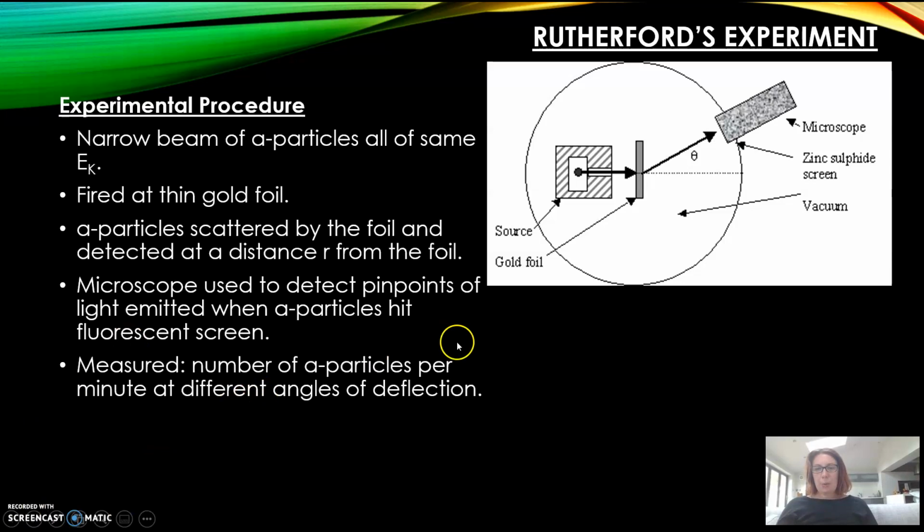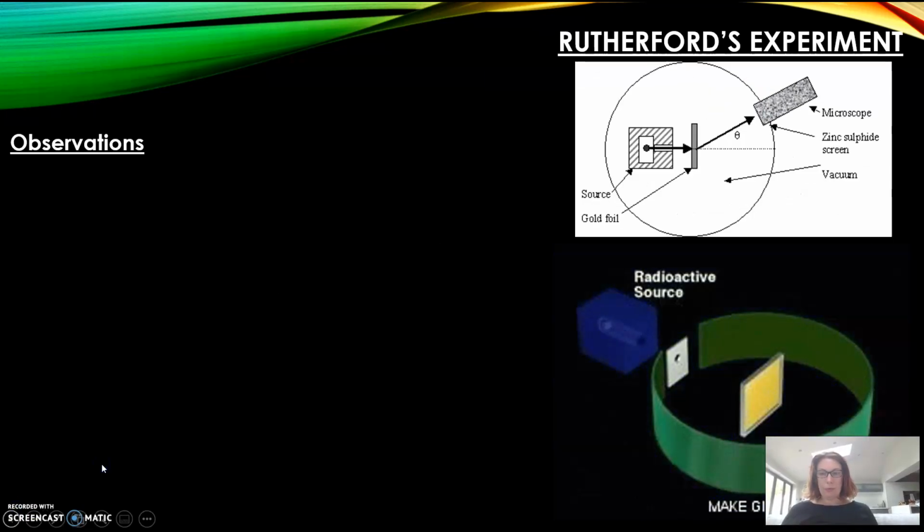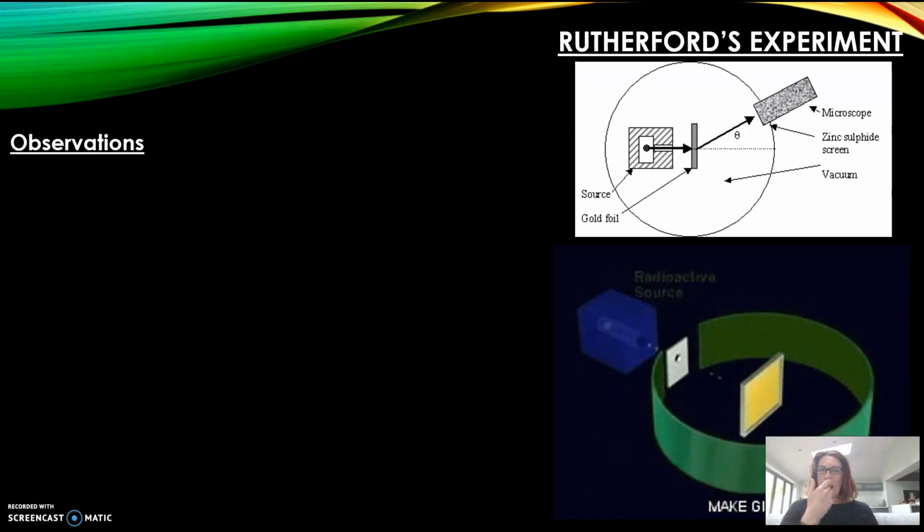He measured the number of alpha particles per minute at each angle of deflection. So he moved this a tiny amount, measured the number of alpha particles per minute, and then again, and then again, and then again. And he would have repeated that several times. So he did that experiment, and then he made these observations.